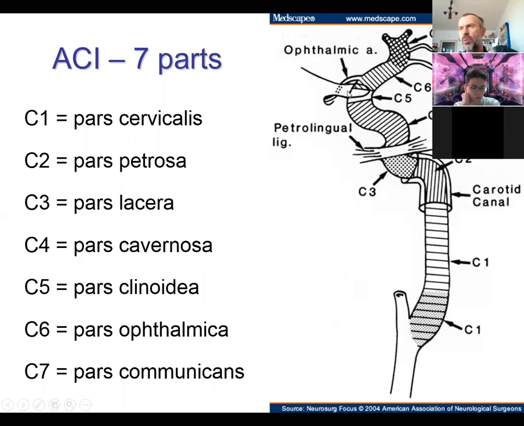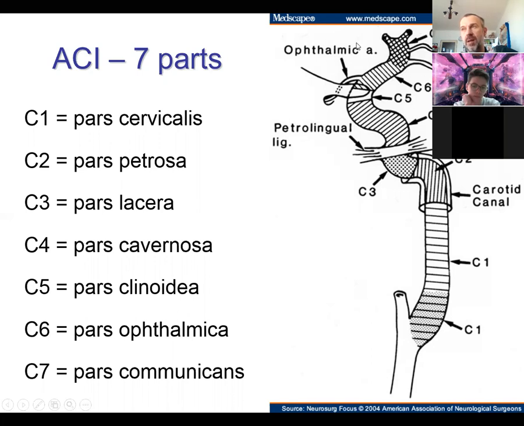Then it gets close to the clinoid process. The anterior clinoid process, you may know, is a part of the lesser wing. So we have a very short clinoid part. And we have this ophthalmic part, as it gives the ophthalmic artery into the optic canal. And then finally, it branches into two terminal branches, the anterior and middle cerebral artery. But before, it already gives some branches for the brain.